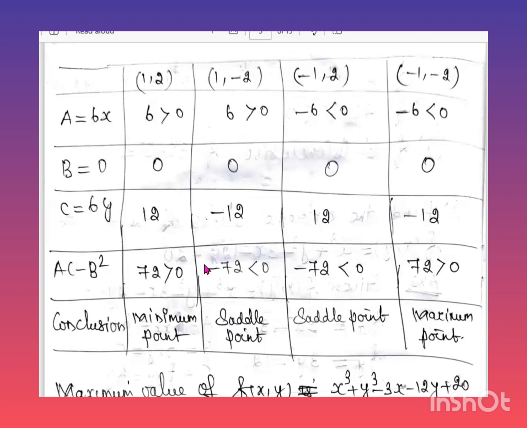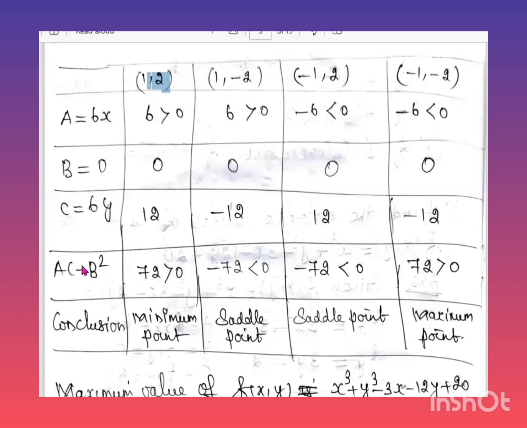So B is 0 for each point. C is equal to 6y. First point is x, y: x is 1, y is 2. 6y, 6 into 2 is 12. Next, (1, minus 2): 6 into minus 2 will be minus 12. Minus 1, 2 will be 12. 6 into y, where y is minus 2, so minus 12. So these are what we have got.